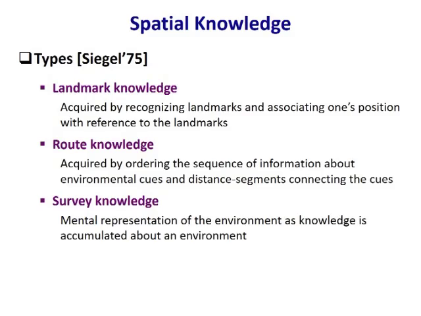Since accurate spatial knowledge acquisition is important for successful navigation, we first need to understand what spatial knowledge is. According to Siegel's work, there are three types of spatial knowledge: landmark, route, and survey knowledge. Landmark knowledge is about recognizing visual landmarks and associating one's position with reference to the landmarks. Route or procedural knowledge is about understanding how to get from one location to the other. Survey knowledge is a mental representation of the environment, as knowledge is accumulated by experience in the environment.